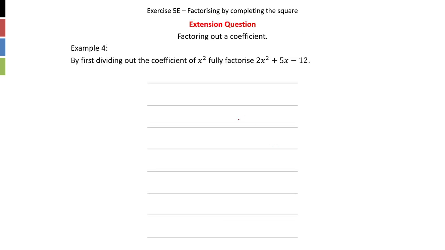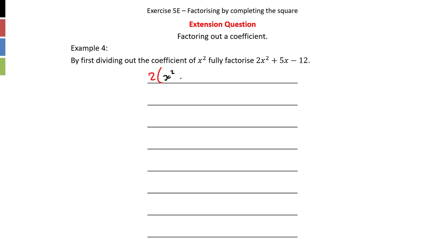By first dividing out the coefficient of x squared, fully factorise 2x squared plus 5x minus 12. You're sitting here going, there's no common factor to take out. I can't take 2 out of 5. Well, you can, you just get a fraction as a result, and that's what this is telling you to do, because we can only complete the square when the coefficient is 1. So we have to take out a common factor. We're going to take out the 2.